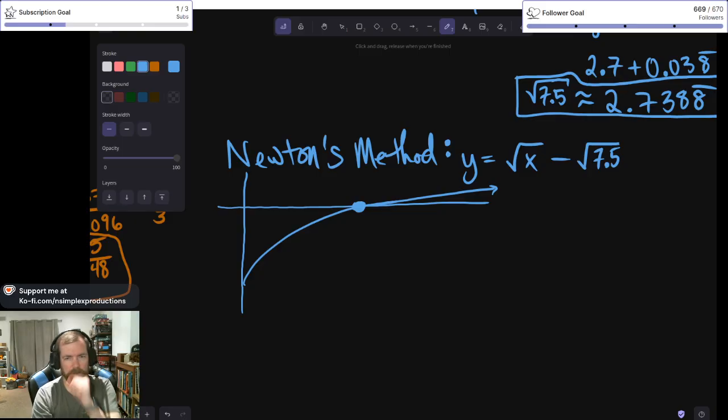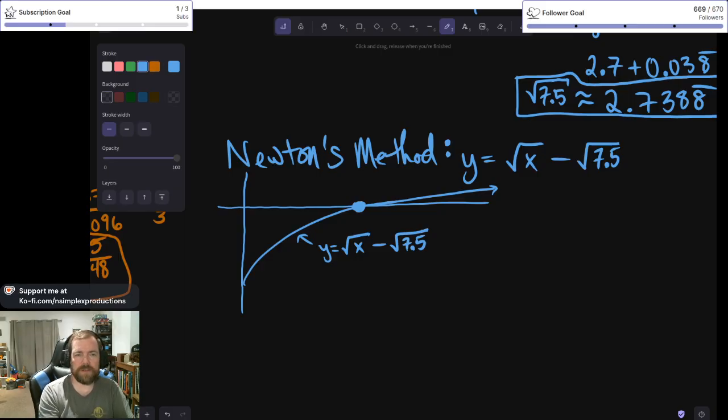Right? So this function right here is going to be y equals the square root of x minus the square root of 7.5. This may cause problems. It's fine, it's fine. At this point, we can kind of just use the calculator and cheat in case we need to, but I want to be able to do this by hand. Like I said, this is for demonstration purposes at this point.